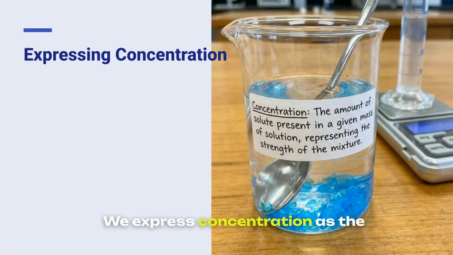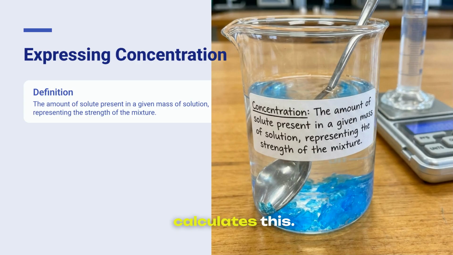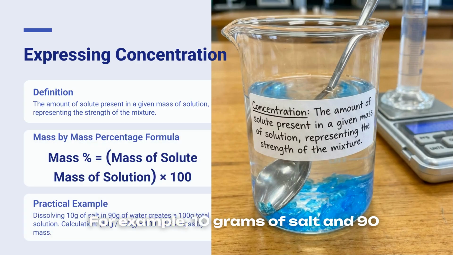We express concentration as the amount of solute in a given mass of solution, defining its strength. The mass-by-mass percentage formula calculates this. For example, 10 grams of salt and 90 grams of water is a 10% mass-by-mass solution.